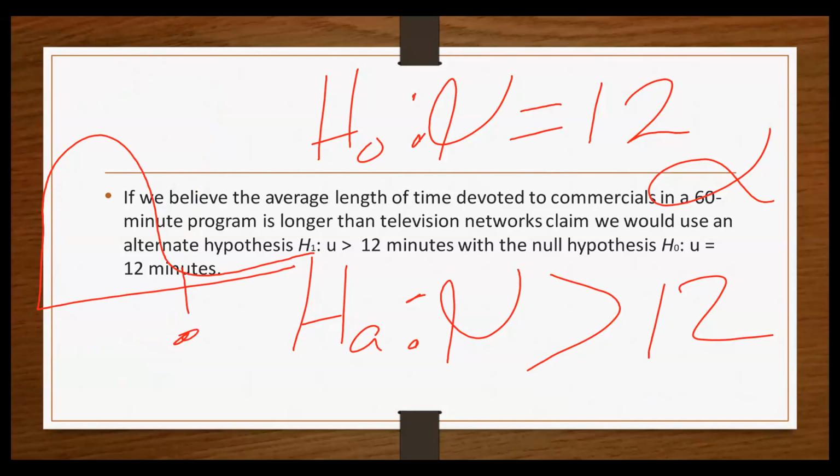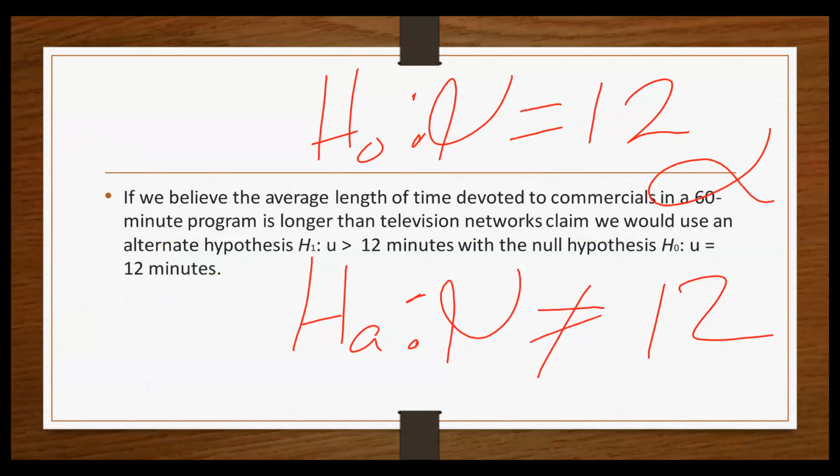But if mu is not equal, it can fall either to the right or to the left. In that case, it is double-tailed. If it can fall on either the negative or the positive side, then the data set is symmetric like this. It follows the normal distribution. Any question?